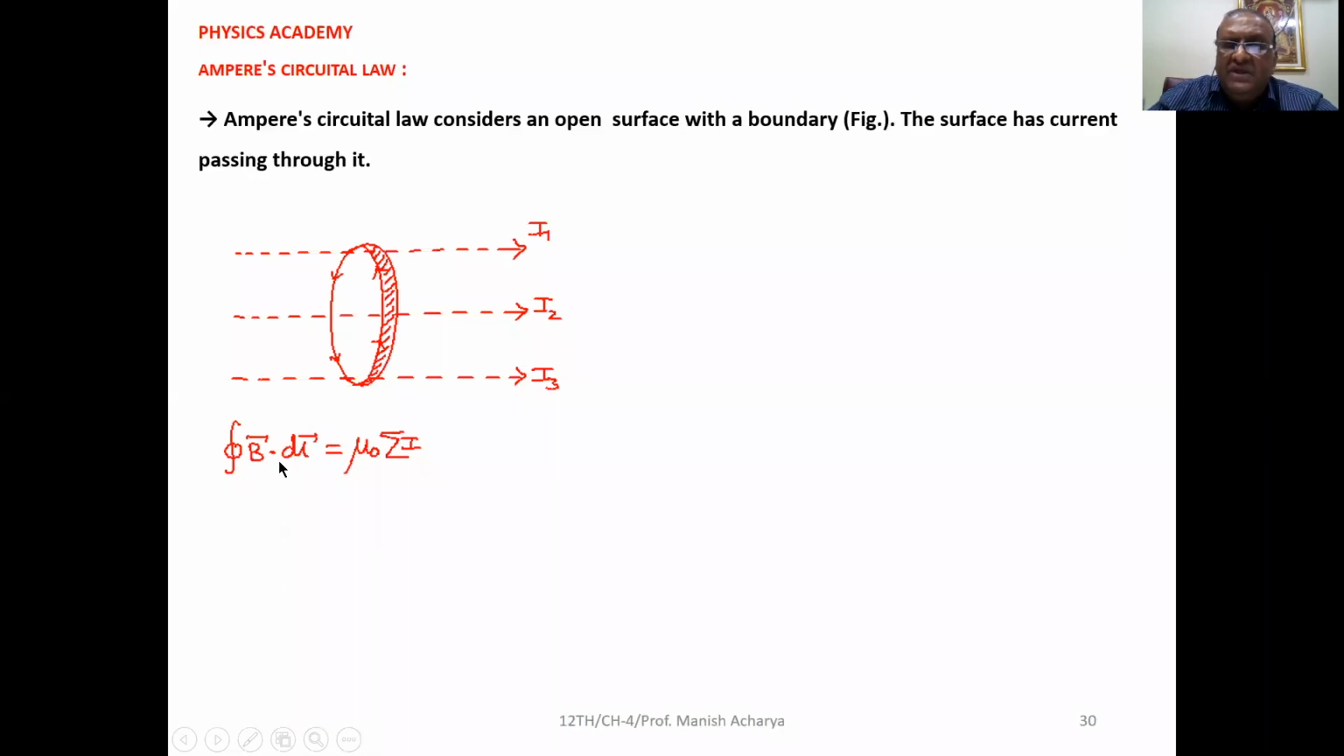So integration B dot dl is equal to mu 0 sigma I. Sigma I is the net current passing through the surface enveloped by Amperian loop. This is very important to understand. See, at present here all the currents are in the same direction. So simply we can say the net current passing through this surface is I1 plus I2 plus I3.